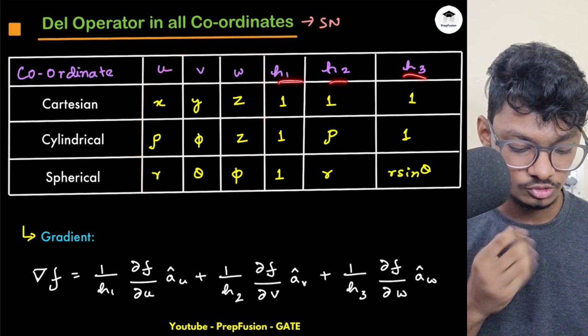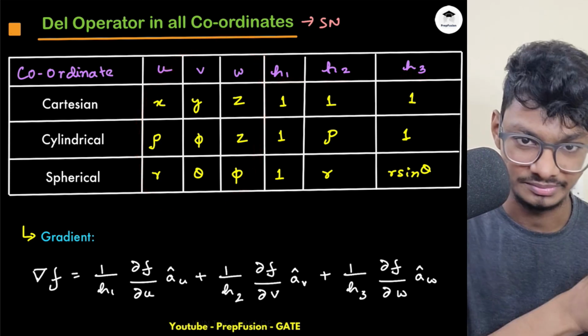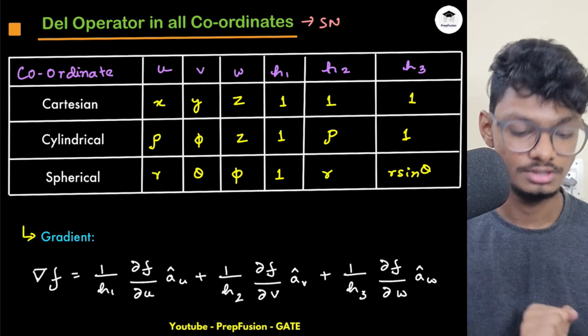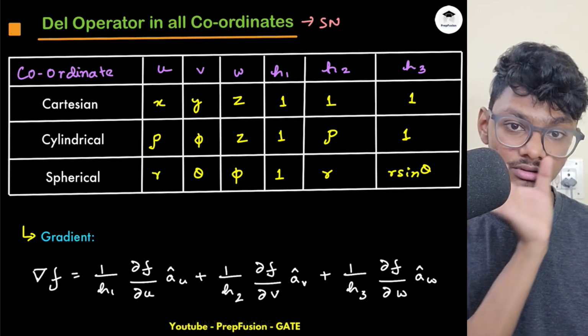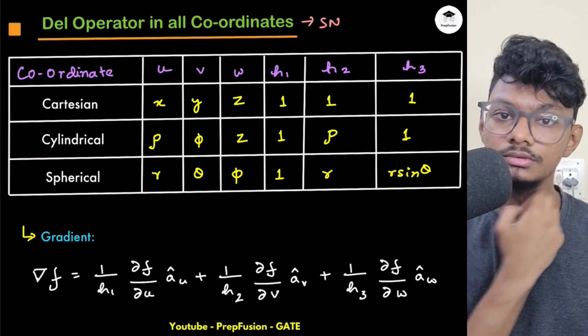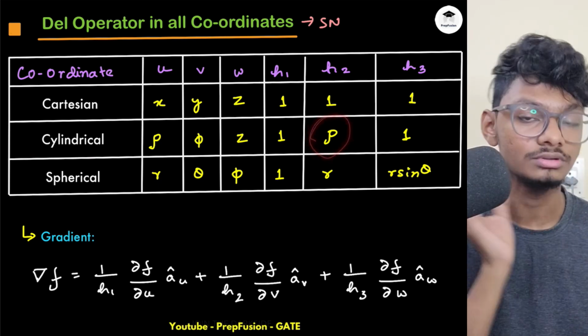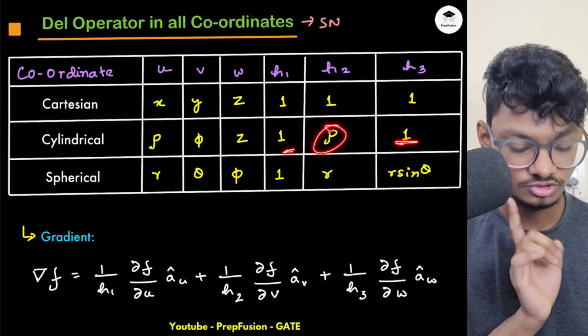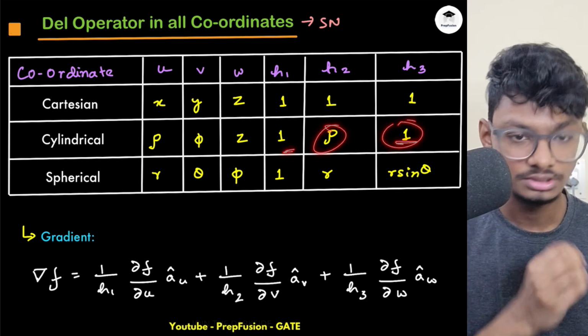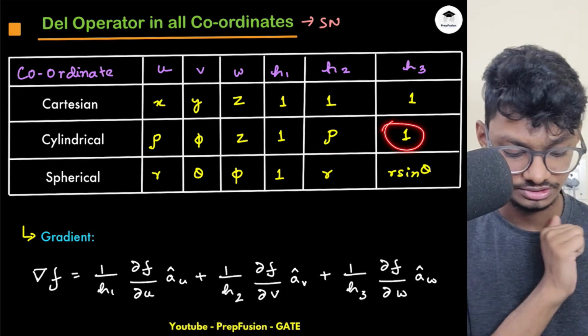Now what are H1, H2 and H3? This you have to remember. In case of X, Y and Z, it is simply 1. In case of cylindrical, things will change. How do you remember this row? That I will explain. In case of cylindrical, this will be 1, this will be rho and this will be 1. Why is this 1? Simple direct conversion, Z equals Z.